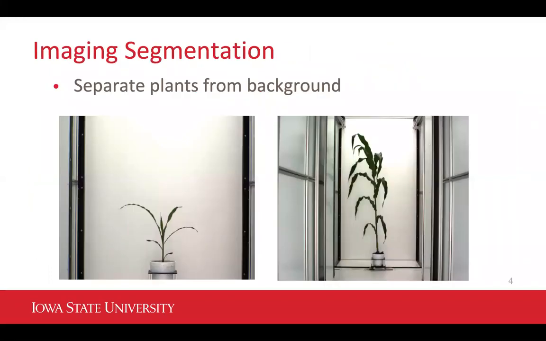Okay, so for image segmentation, the idea is to separate the plant from the background. This is the first step, because if we want to extract, for example, the plant size, we need to know what part is the plant and what part is the background in this image. These are two example images taken from the UNL greenhouse. One is for a small plant and one is for a relatively larger plant. When the plant is small, the background is more homogeneous. But when the plant gets bigger and we zoom out the camera, more background is involved.